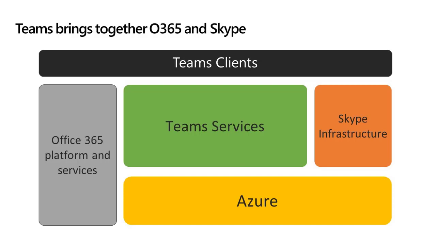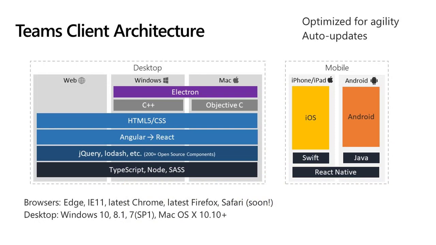So let's look at the clients. On the desktop, we've got web browsers, the Windows desktop client, and then the Mac desktop client. Let's talk about the web first, because the web, Windows and Mac clients are all actually based on the web infrastructure under the covers. We support a number of browsers, of course: Microsoft Edge, IE 11, the latest version of Chrome, the latest version of Firefox, and soon, finally, a version of Safari for the Macintosh.